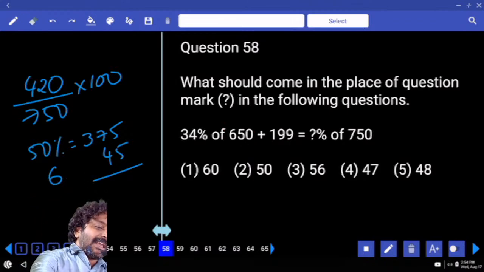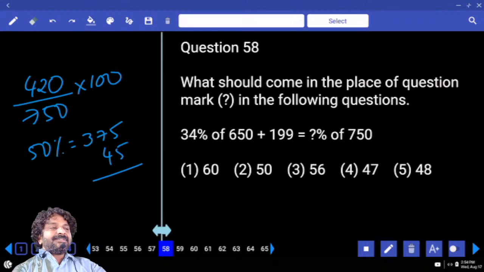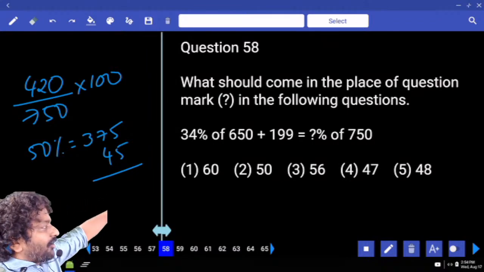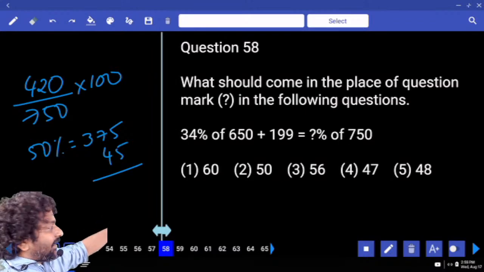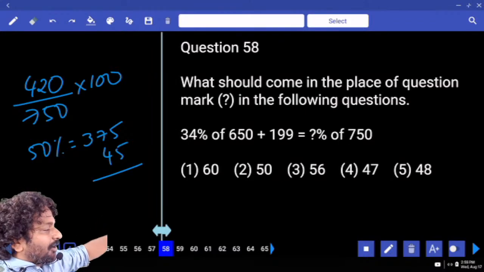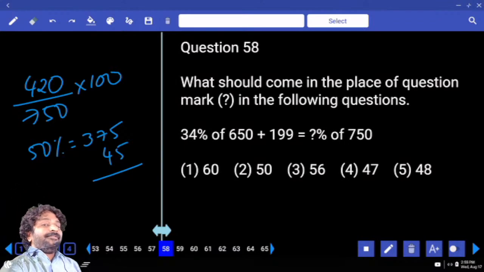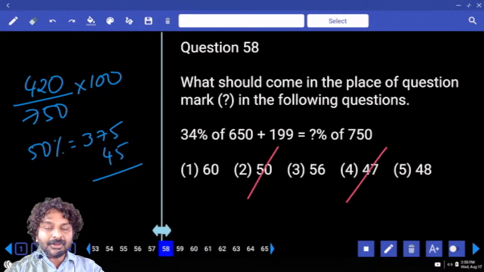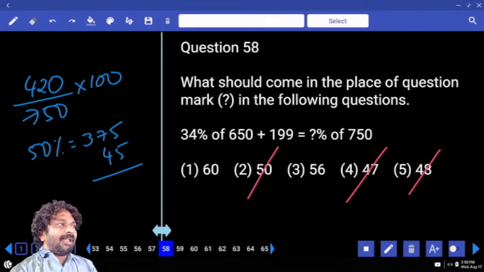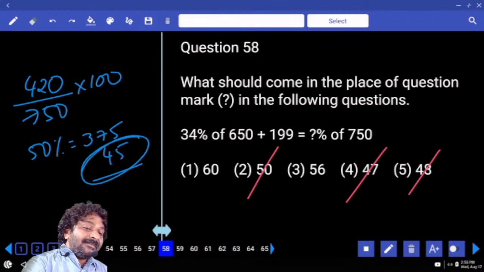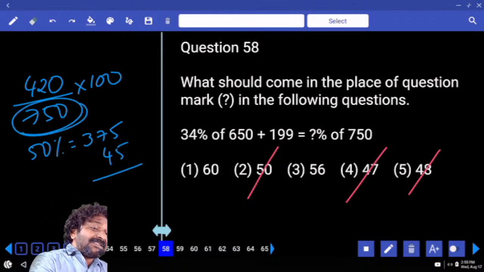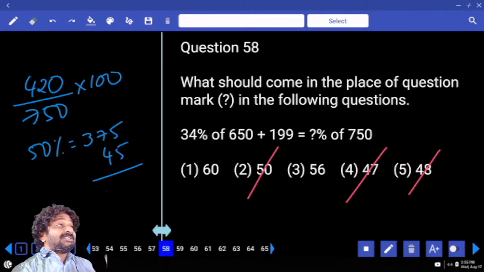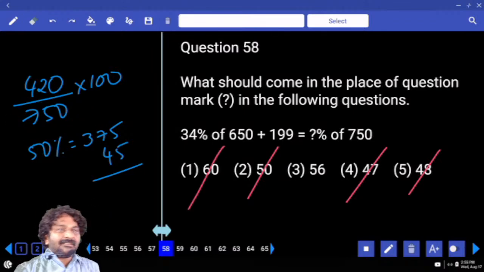You don't even have to calculate this value exactly. As 50% of the denominator is 375, our numerator is more than that. Right? Then the answer is more than 50%. How much more are we adding? 45. So the answer is more than 50%. Second eliminated, fourth eliminated, fifth eliminated. Now our decision is whether it is 60 or 56. How much are we now adding? Is that 10% of the denominator? If it is not 10%, 60% cannot be the one. Hence the leftover 56 is the final answer.